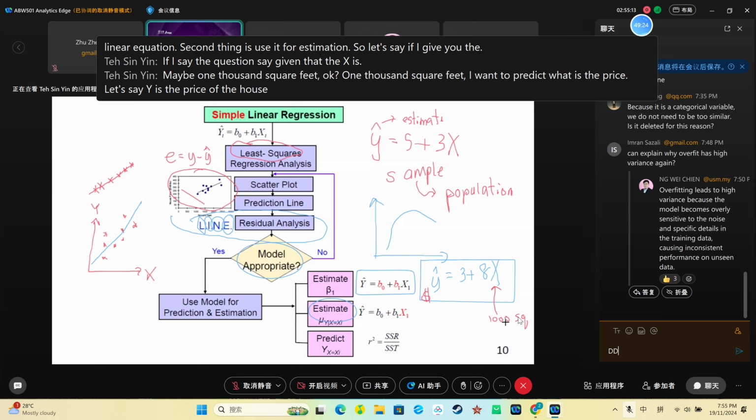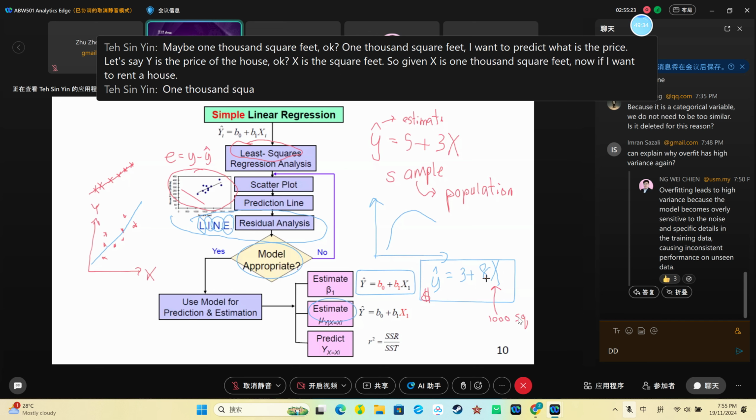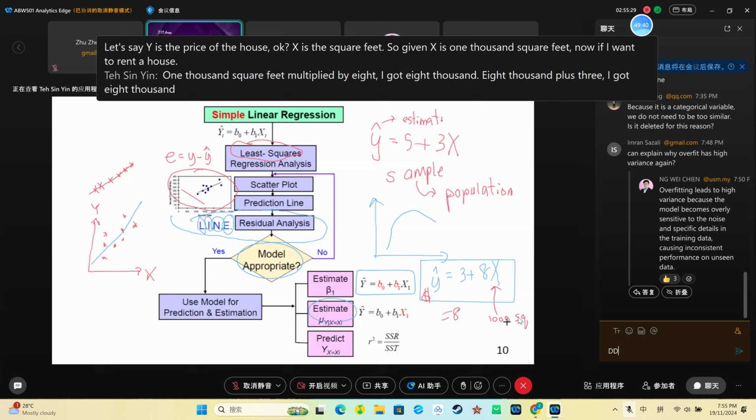Okay, x is the square feet. So given x is 1,000 square feet. Now, if I want to rent a house, 1,000 square feet multiplied by 8, I got 8,000. 8,000 plus 3, I got 8,000. I think it's not logical.